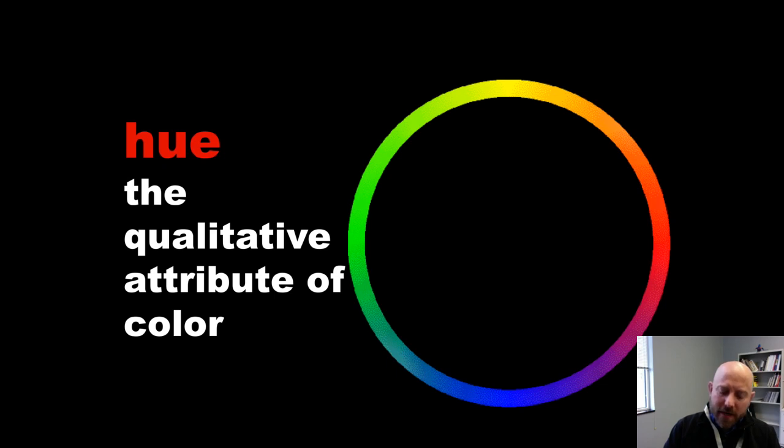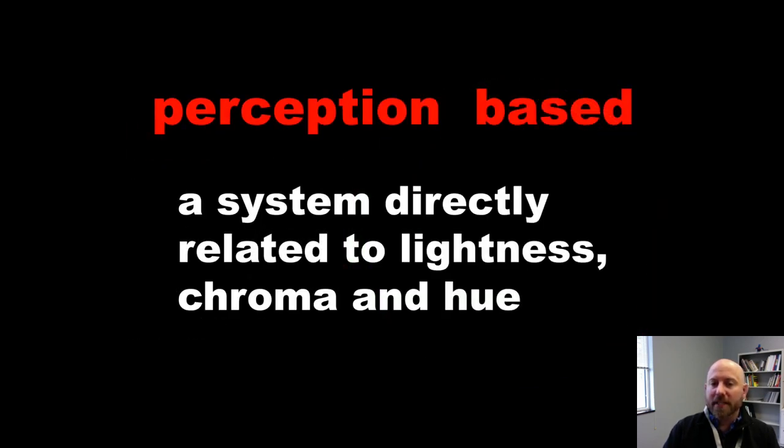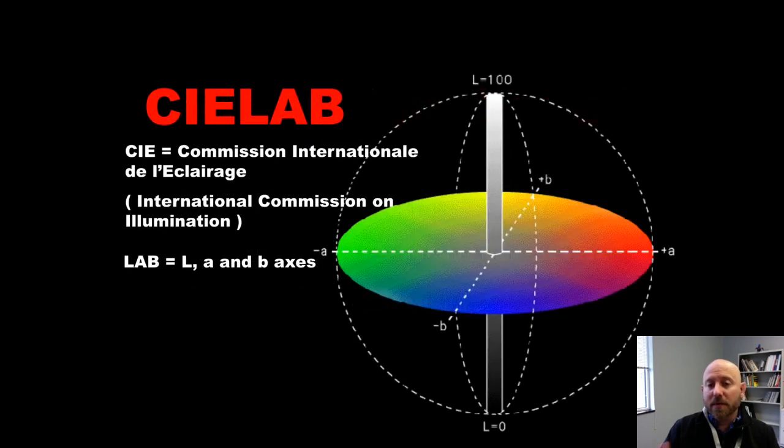So when we talk about measuring color and putting a number to color, a very good way of doing so is using a perception-based tool. It's a system that is directly related to lightness, chroma, and hue. Since that's the way our brain interprets color, why not measure color in a way that matches that, by using these three attributes of the color and putting a number to each one of the three. And that's what scientists have gone and done.